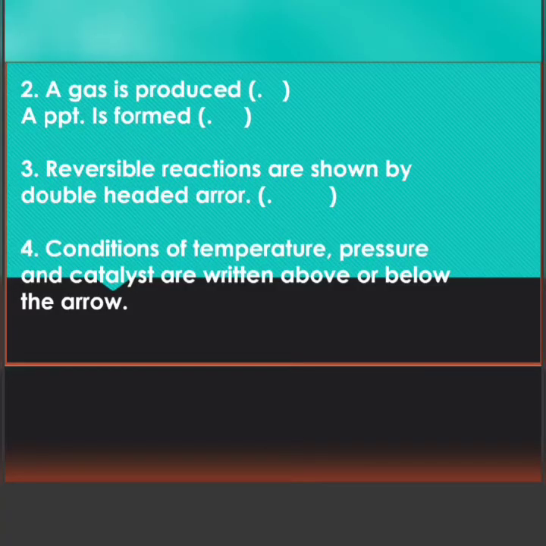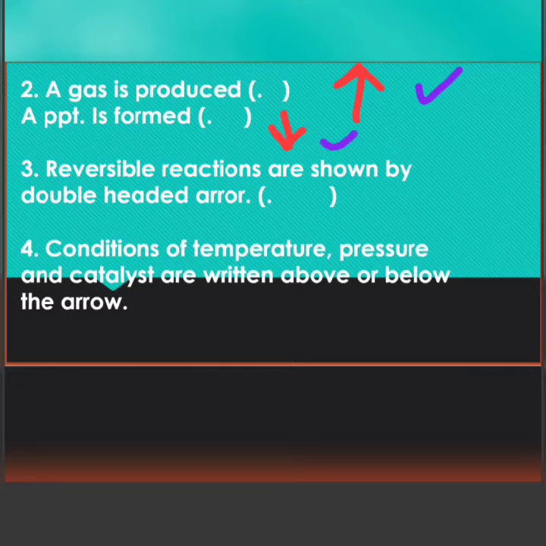Second is when a gas is produced, when a gas is released in a chemical reaction, we show that with an upward arrow. Is that clear? Okay. And ppt is the short form of precipitate. When a precipitate is formed in a chemical reaction, we show that with a downward arrow. Like for example, calcium carbonate plus HCl gives calcium chloride plus H2O plus CO2. So CO2 is a gas, so we show that with an upward arrow. And when a precipitate is formed, we show that with a downward arrow.